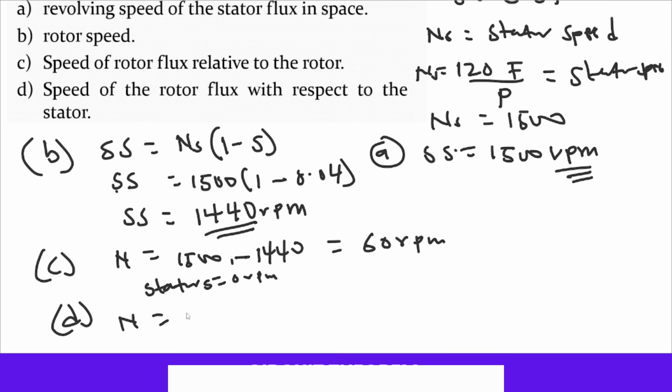So the relative speed between where the person is standing and a standstill will be equal to the synchronous speed minus the stator speed, and that will be 1500 minus 0, which gives us 1500. This simply means that since the person is standing at the stator location, the relative speed between the rotor flux and the stator will be the same as the stator speed, and that will also be the same as the synchronous speed.